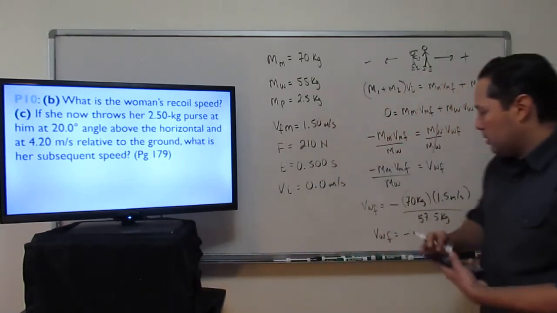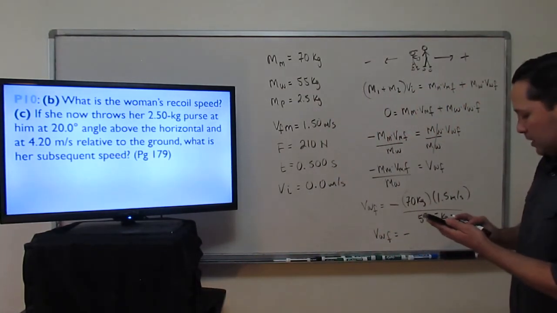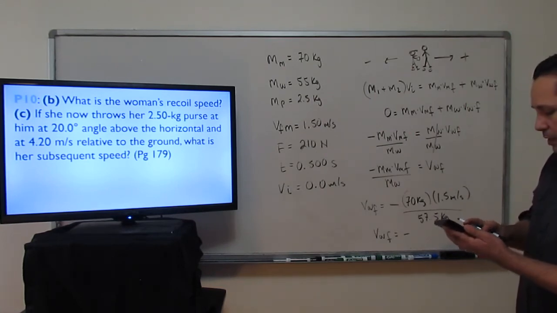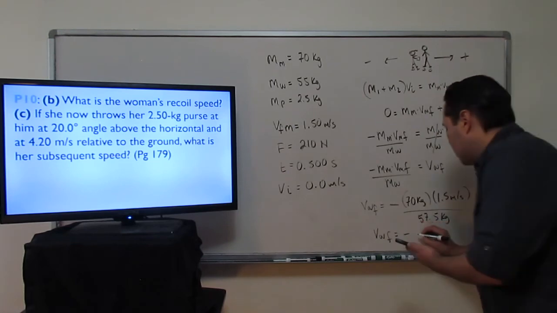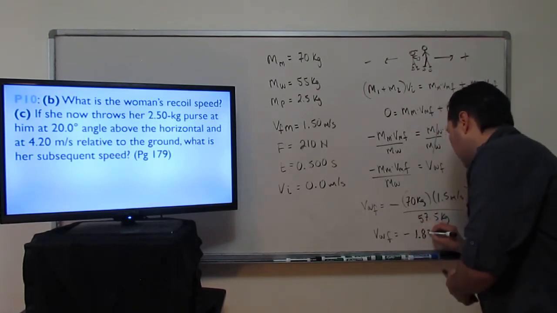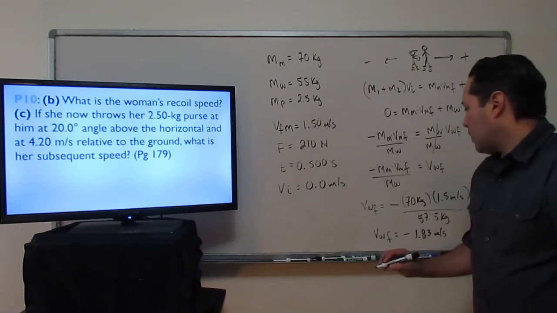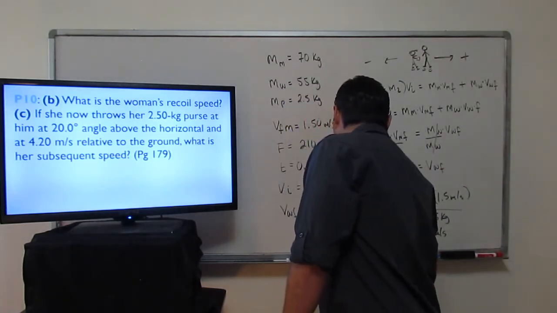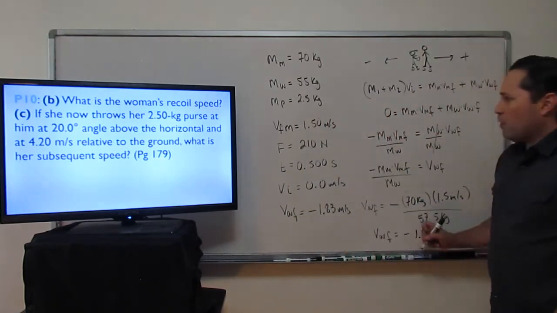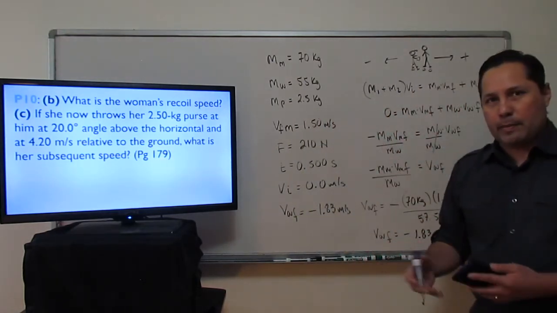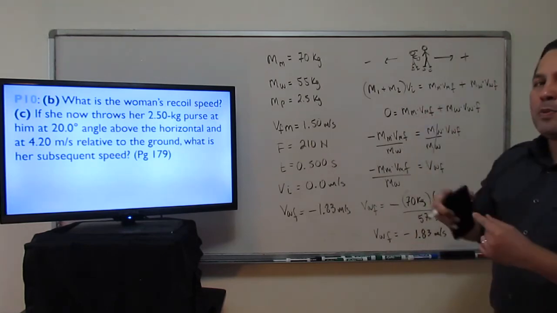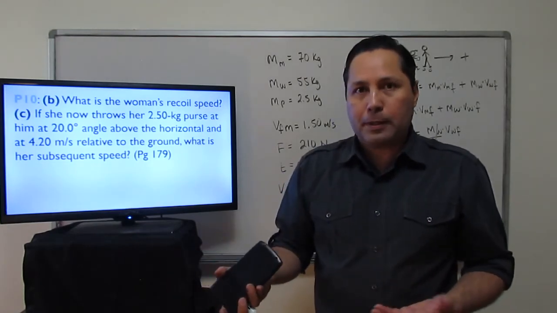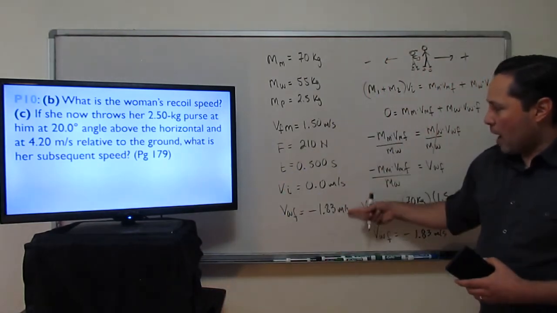Let's plug it into the calculator. 70 times 1.5 divided by 57.5. She's going to have a velocity of 1.83 if you round it off a little bit. So I'm going to write that over here. Velocity of the woman final, negative 1.83 meters per second. Why is she going faster than the man? Because she's a little bit lighter than the man. So even though the same but opposite forces apply to both of them, she is lighter, so therefore she picks up a little bit more speed. That's why these two do not match.